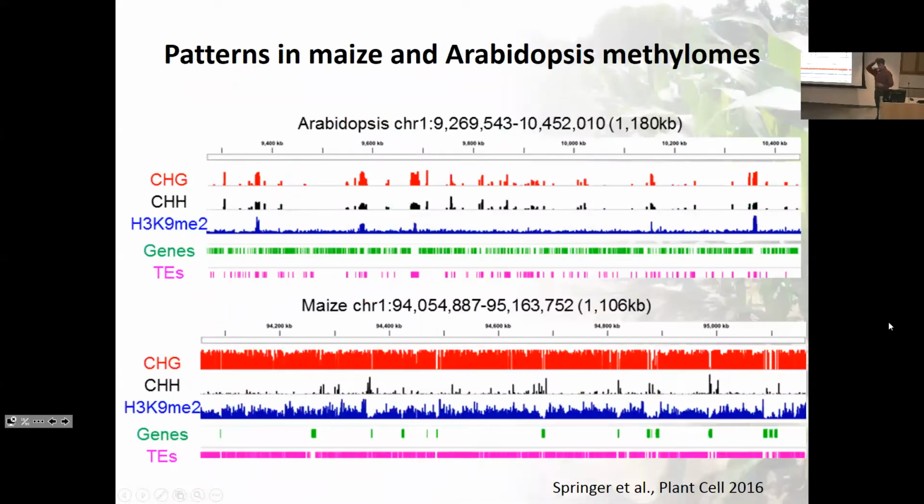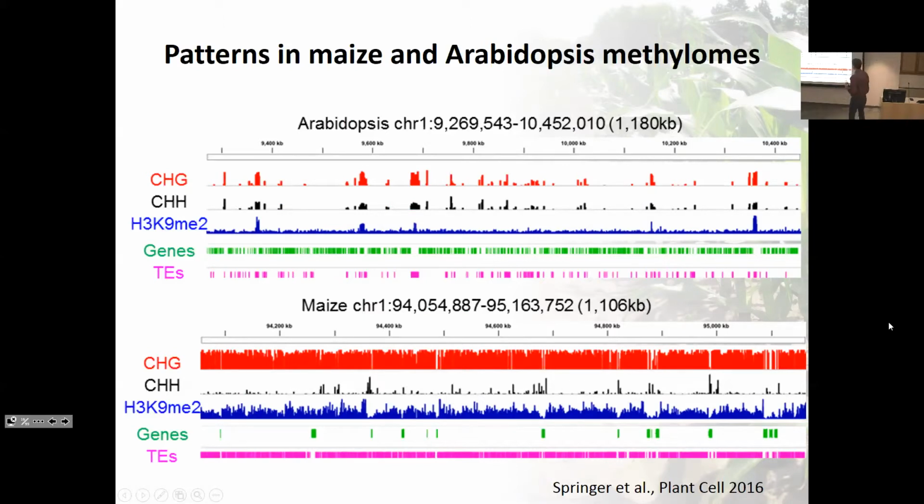Now, one thing I want to bring up is we know a lot about DNA methylation and how the methylome is influenced and what its function is based on Arabidopsis data. Arabidopsis is a relatively simple genome. I want to highlight here and in the next slide why that's useful but doesn't give us quite enough information.